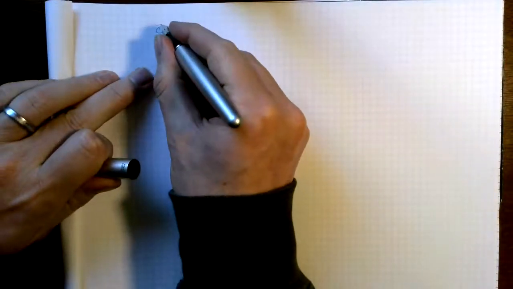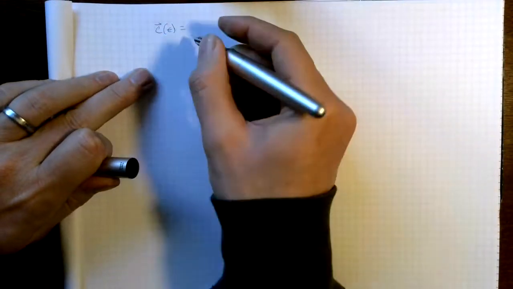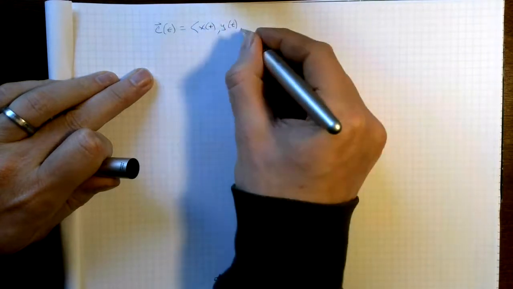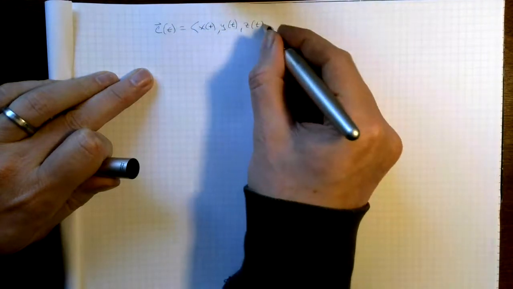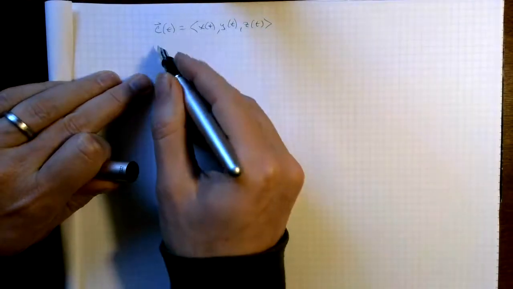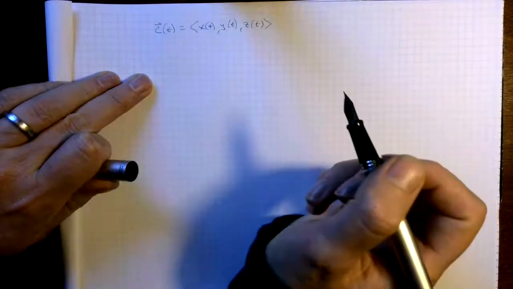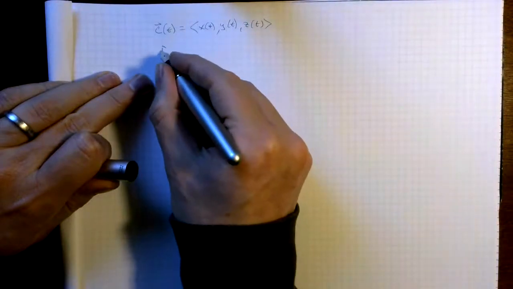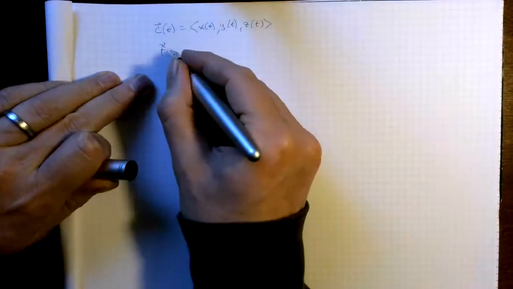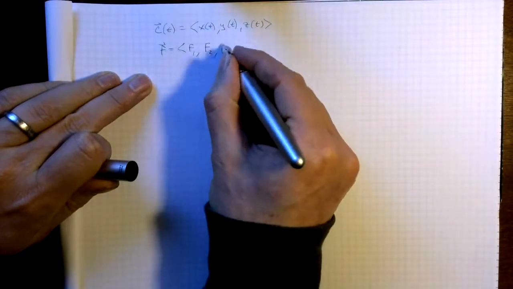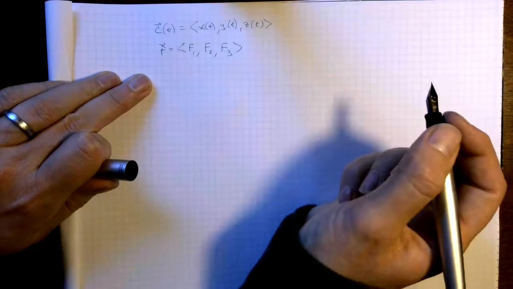We have, in 3 dimensions, of course, the path is 3-dimensional. There's an x, there's a y, and there's a z, right? And our vector field also has 3 components. It has f1, f2, and f3, right?